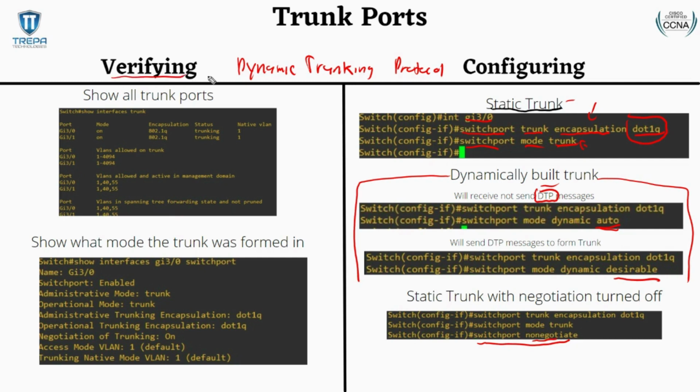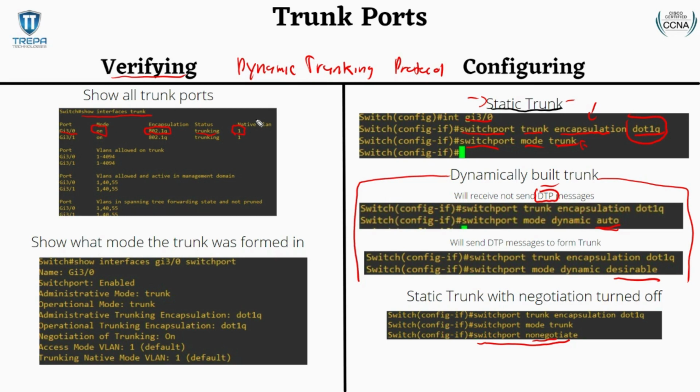Okay, now let's go over verification. So the one command you got to know about to verify your trunks is show interfaces trunk. This is going to bring out an output that shows you what ports have formed a trunk, what mode they're in, right? Or how they formed actually. So with on, that means it was a static trunk. What encapsulation the trunk is using, and then the status of it. So it is trunking. And then it also shows you the native VLAN.